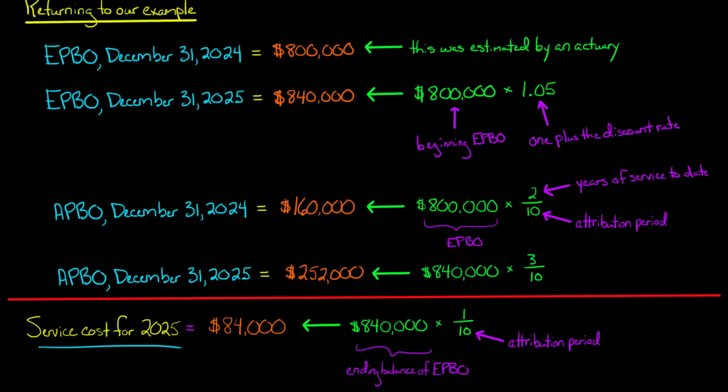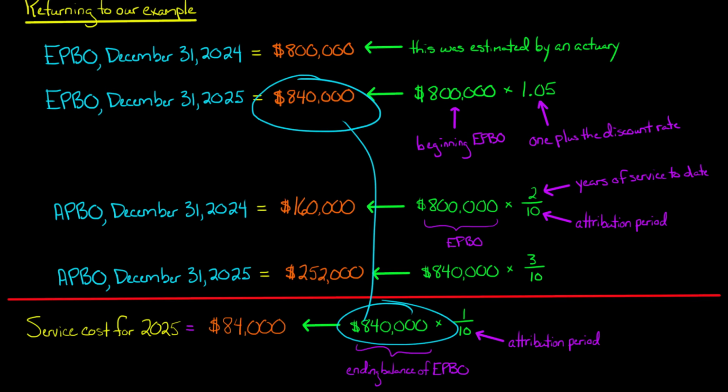Well, with service cost for 2025, that's the year that we're looking at here, for the year ended December 31st, 2025, the service cost is going to be 1 divided by the entire attribution period, which is the number of years an employee has to work to be fully eligible for the healthcare benefits, which is 10 years. So 1 divided by 10 times the ending balance of the EPBO. Okay, so 840,000, which is the ending balance of the EPBO right here.